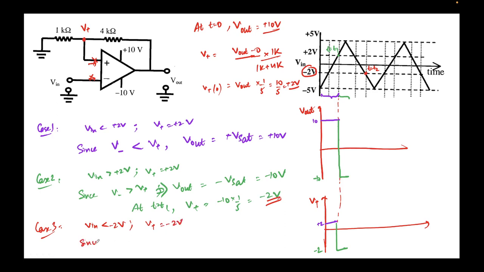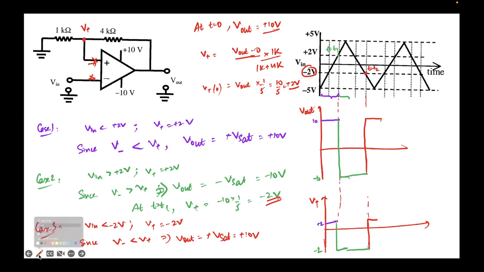Now we can write, since V minus is less than V plus, the comparator circuit will kick in again. The positive terminal has a higher potential as compared to the negative terminal. So V out will again become plus V sat. This means plus 10 volts. So at this junction, it's again going to rise to plus 10 volts. And correspondingly, V plus will also rise to plus 2 volts, because V plus is given by a potential divider over here. So now I'll just complete the green curve which was missing. It will be like this and like this.